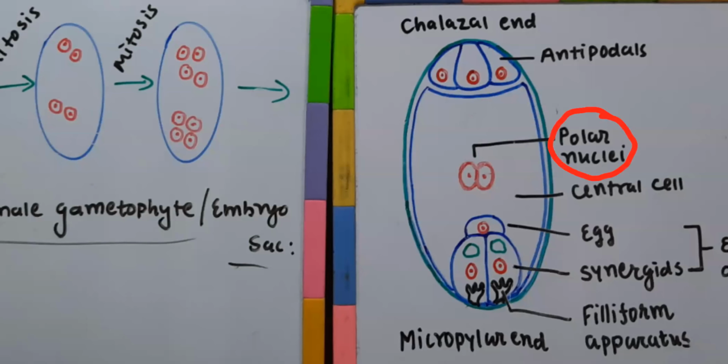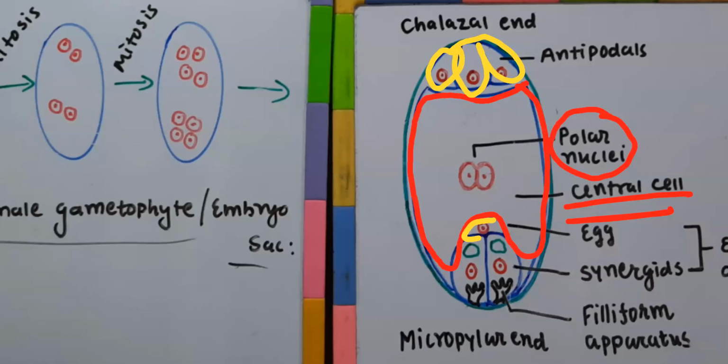They are just below the egg apparatus structure. And the cell in which they are present is named the central cell. You can see the cluster of 3 cells at one end, and the cluster of 3 cells at the other end. This is about those 6 nuclei. But the 2 nuclei at the center, known as polar nuclei, remain surrounded in a large cell which is named the central cell.